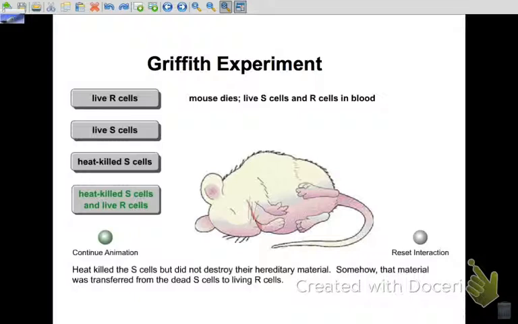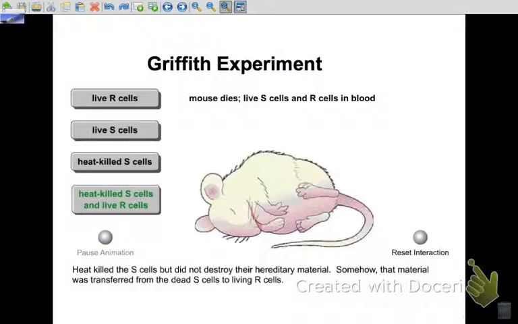Somehow. So this is the really key thing here. He killed the S cells, the protein part of it, but didn't destroy the hereditary material, the DNA part. He didn't know that it was DNA or protein yet. He just knew that somehow that hereditary material from S cells was able to get transferred into the R cells, causing those R cells to become killer S bacteria cells. That material was transferred from the dead S cells to living R cells.